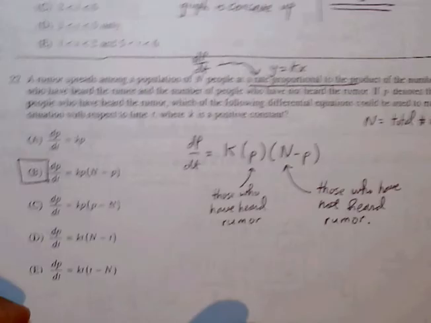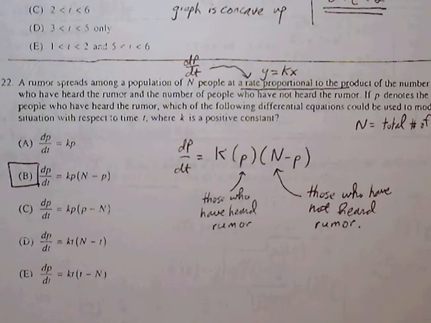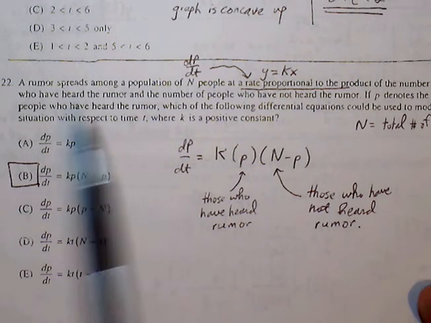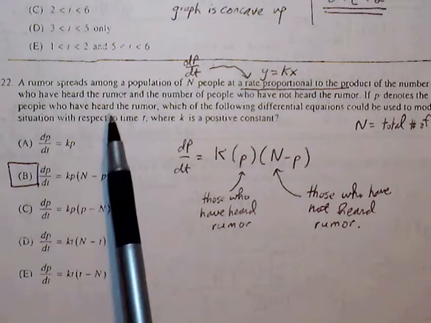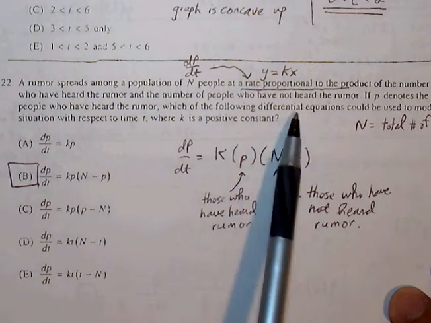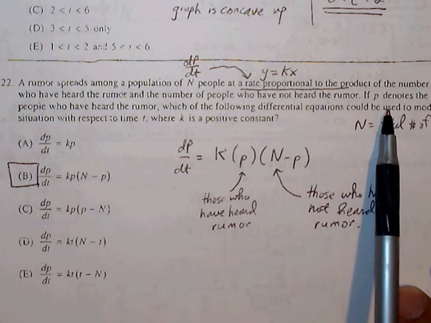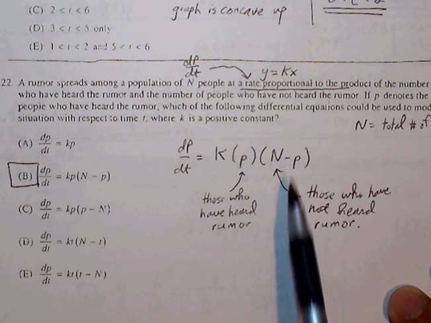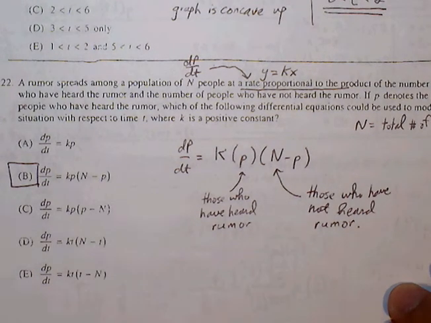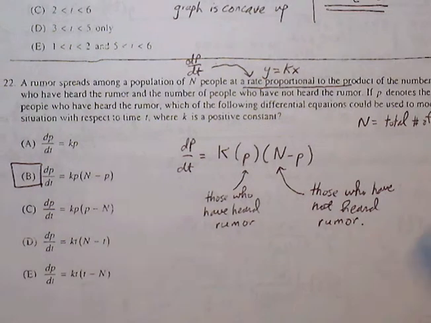Okay, number 22, a rumor spreads among a population of n people at a rate proportional to the product of the number of people who have heard the rumor and the number of people who have not heard the rumor. If P denotes the number of people who have heard the rumor, which of the following differential equations could be used to model this situation with respect to time, where K is a positive constant?